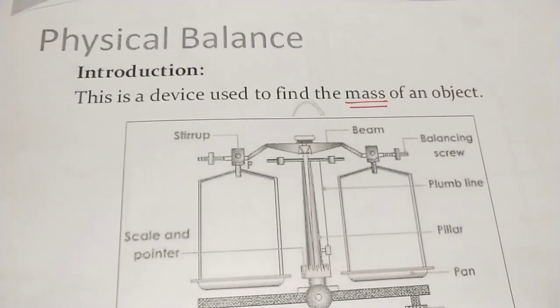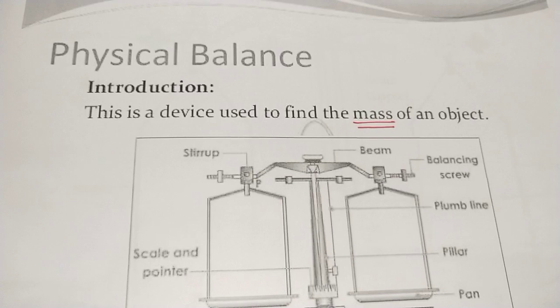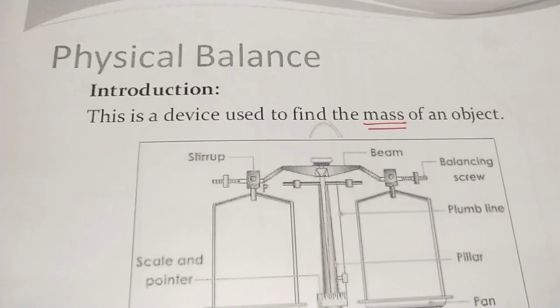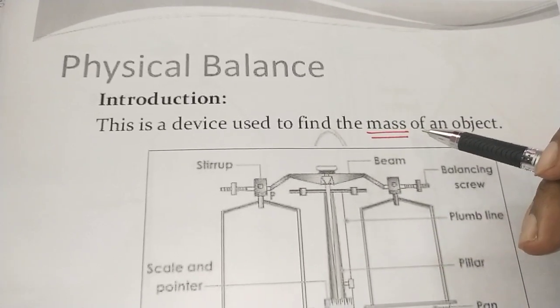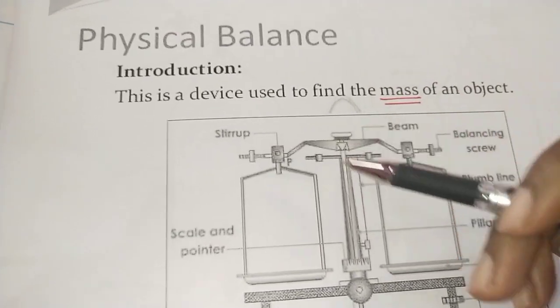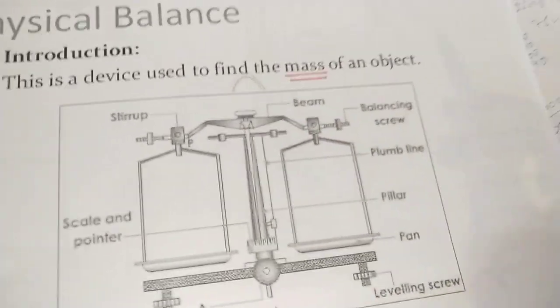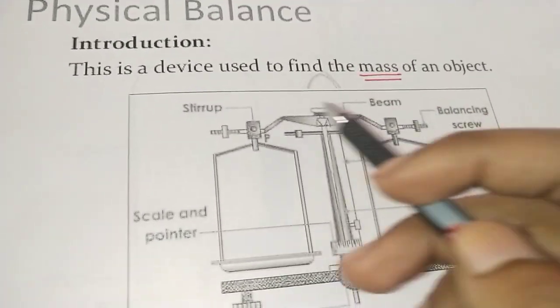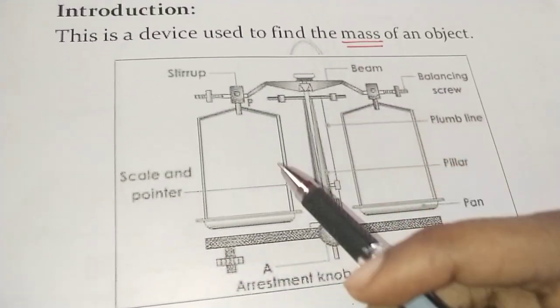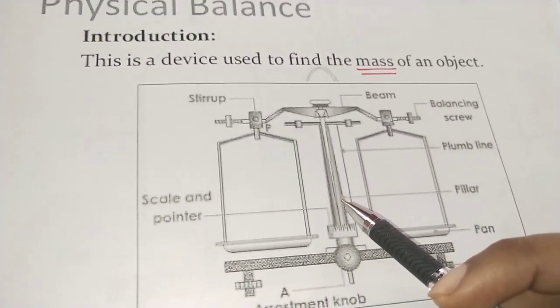Okay, so we have seen how to measure time, we have seen how to measure volume. Now the next thing is how to measure mass. Right now we have a physical balance, in which we have all these equipments or different parts present. You must have seen this in a physics laboratory.